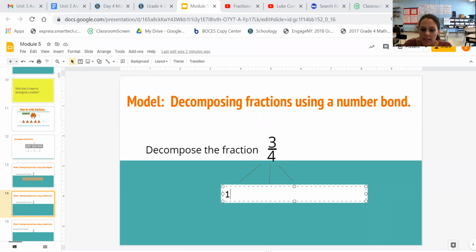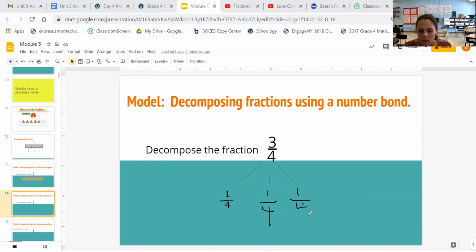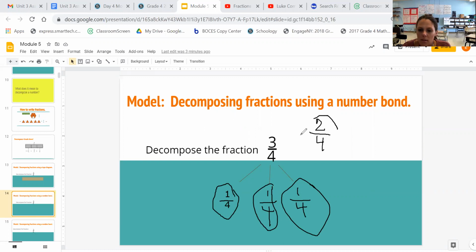So like we have 1/4, 1/4, and 1/4. These are how they're bonded together. We could have also done 2/4 and 1/4, right? Those two together would have equaled 3/4. So it's just showing a different way that you can break it apart, bond them to make that fraction.